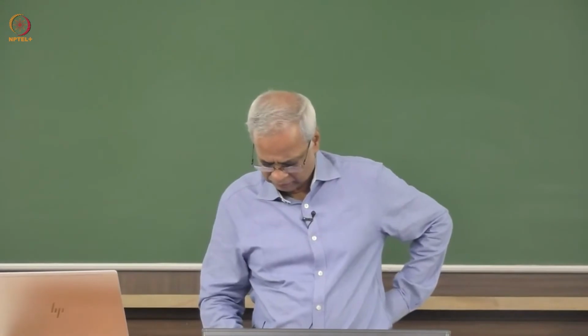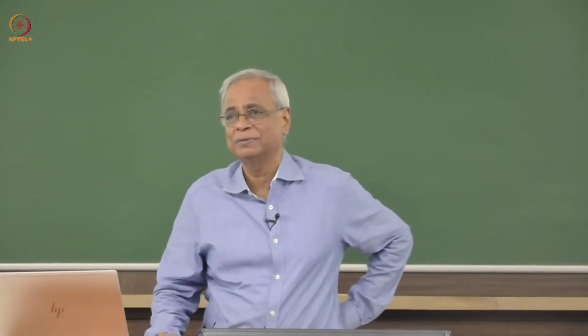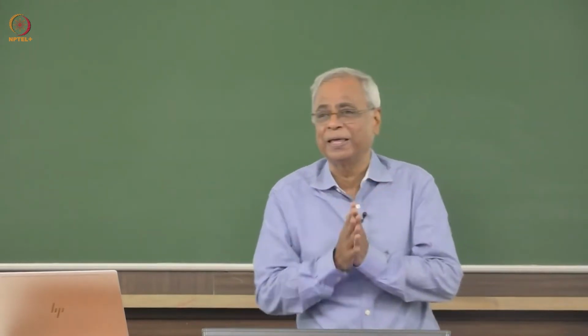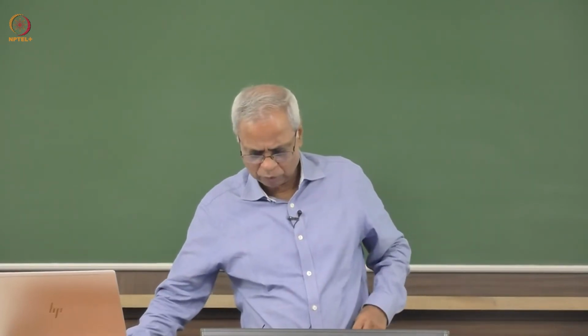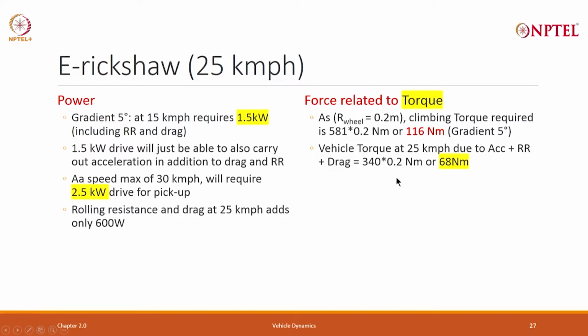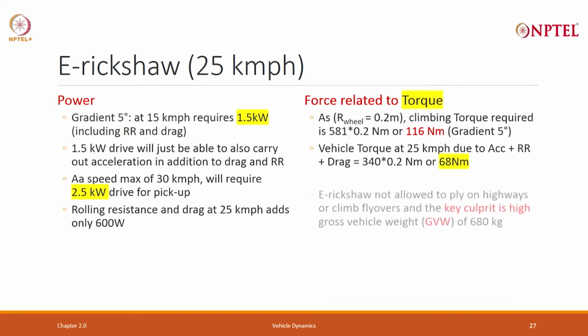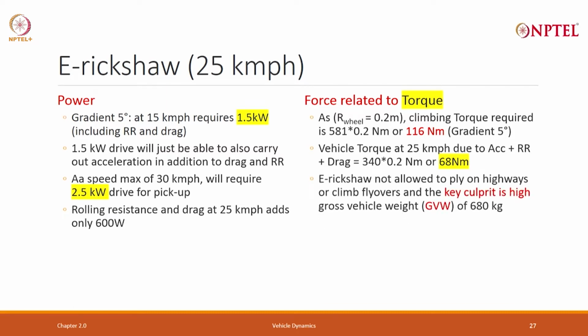If you look at it, 160 newton meter you won't be able to handle, 68 newton meter you may be able to handle with the right gear. We will talk about gear playing an important role. And therefore, for flat road, up to 25 kilometer you can go. For a flyover, you cannot do it. Therefore, as I pointed out, e-rickshaws are not allowed to ply on highways or climb. The key culprit is the large weight, 680 kg we have taken. With this much weight, climbing up is very difficult, highways is very difficult.